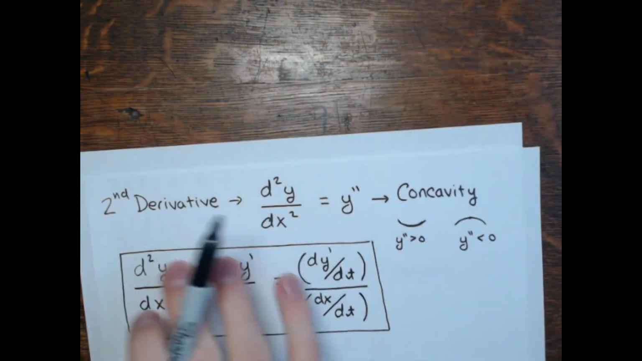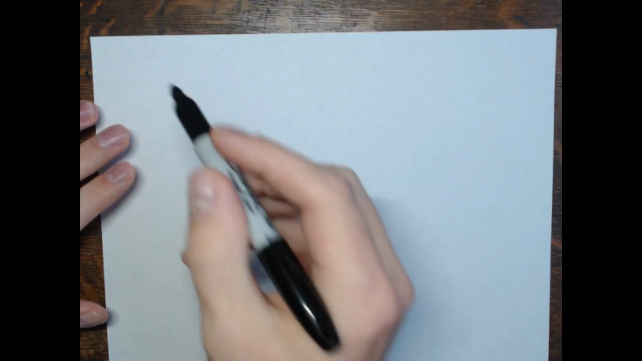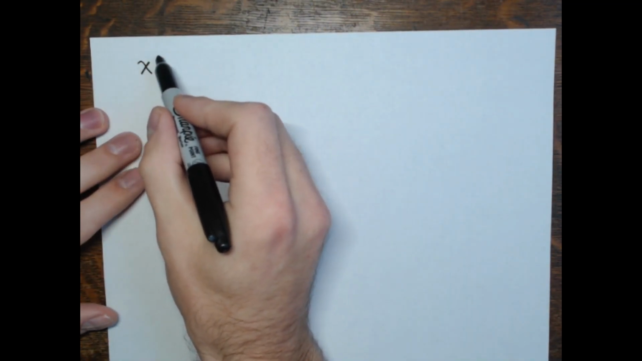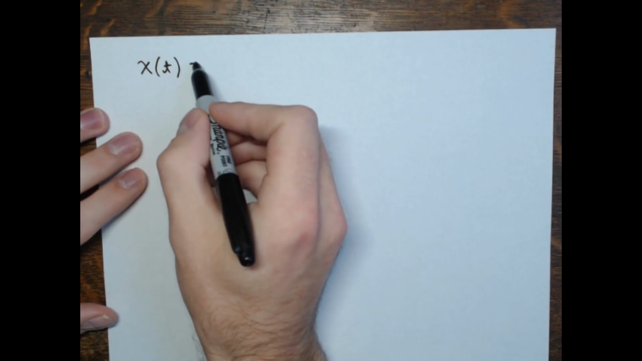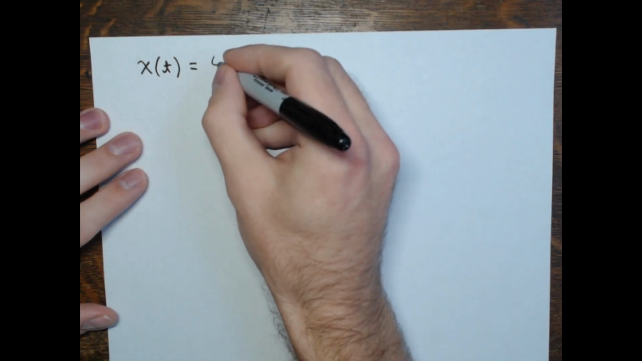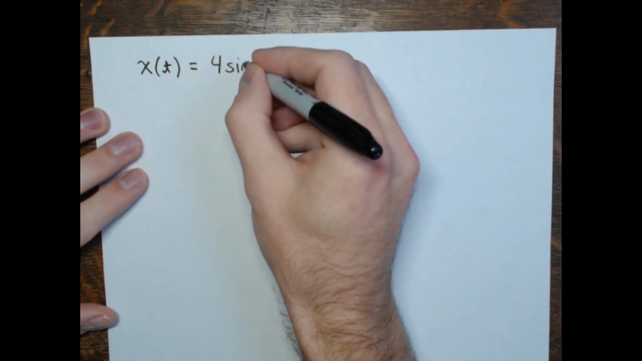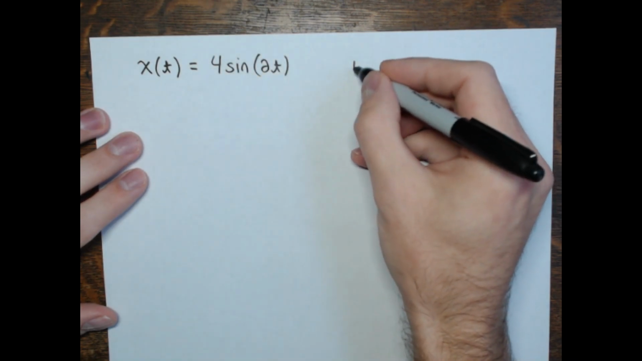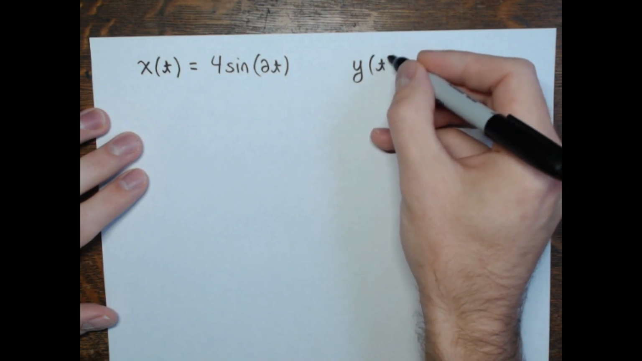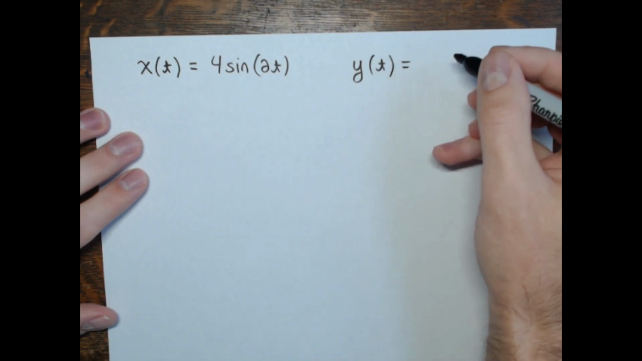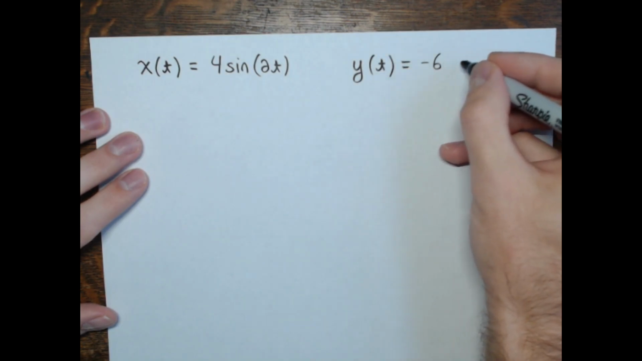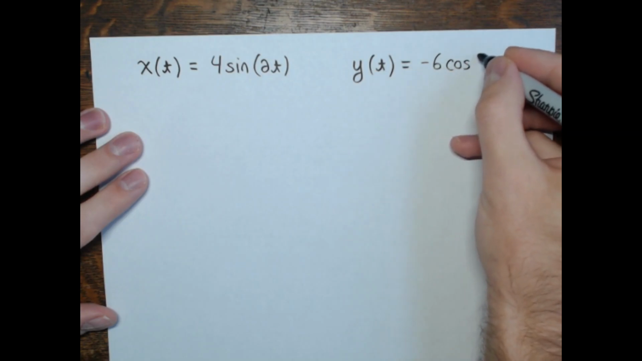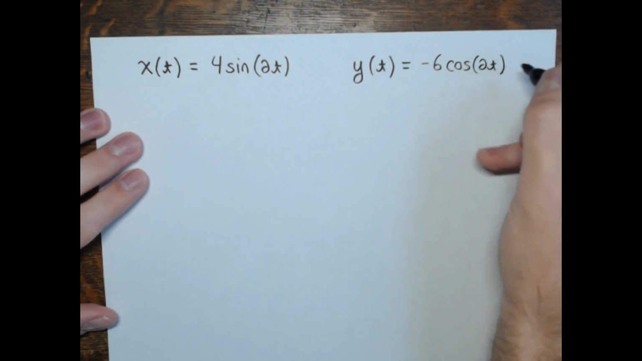So for example, I'll keep writing these up. Now the first set of parametric equations we're given: x of t is 4 times the sine of 2t, and y of t, y depends on t this way, it's negative 6 times the cosine of 2t.